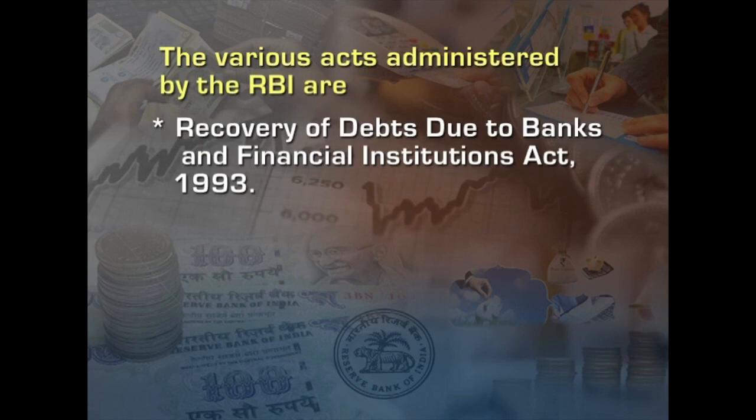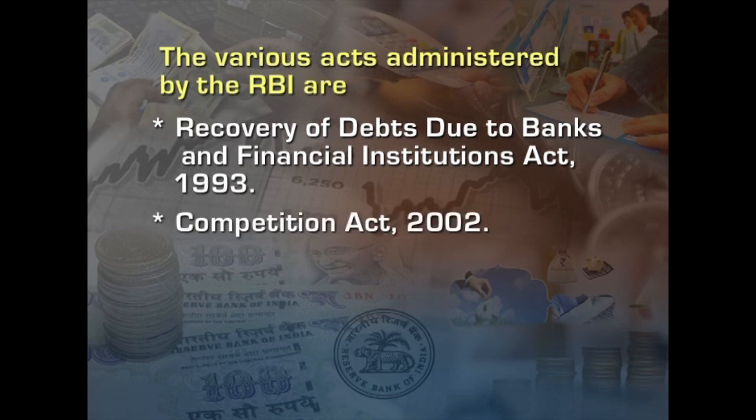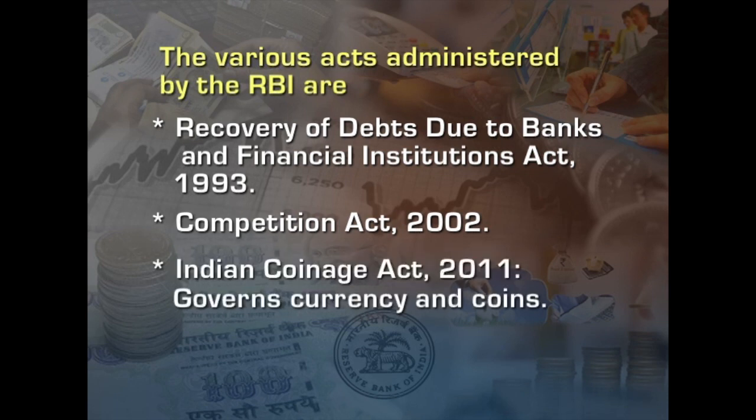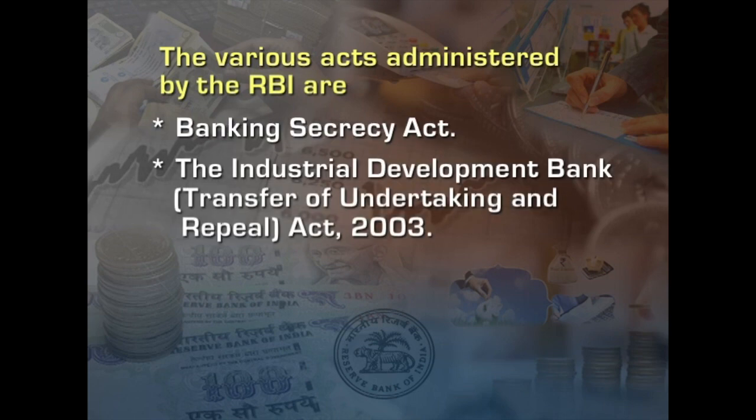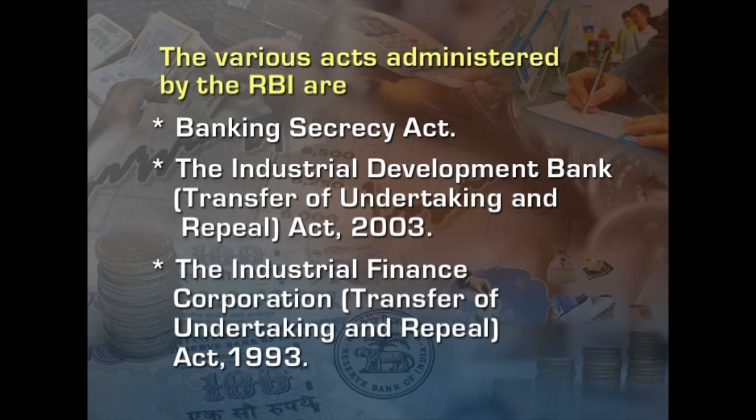Recovery of Debts Due to Banks and Financial Institutions Act 1993. Competition Act 2002. Indian Coinage Act 2011 governs currency and coins. Banking Secrecy Act. The Industrial Development Bank Transfer of Undertaking and Repeal Act 2003. The Industrial Finance Corporation Transfer of Undertaking and Repeal Act 1993. The various powers of RBI are narrated hereunder.